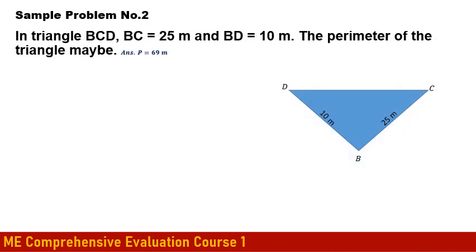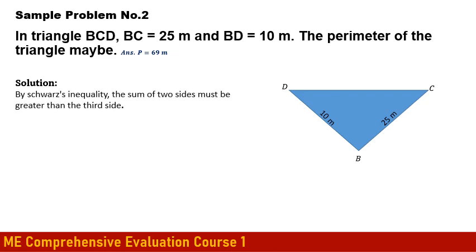Example problem number 2. In triangle BCD, BC is 25 meters, BD is 10 meters. The perimeter of the triangle may be. For this problem, we are looking for the possible perimeter given the two sides. If you recall, one way to determine if it would create a triangle is the triangle inequality, which states that the sum of two sides must be greater than the third side. So the two sides given here are 10 meters and 25 meters.